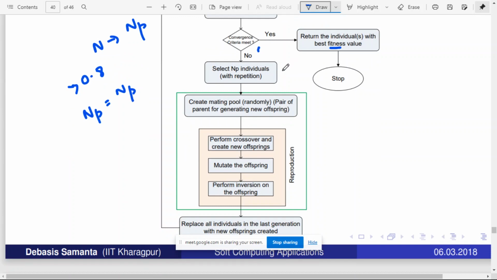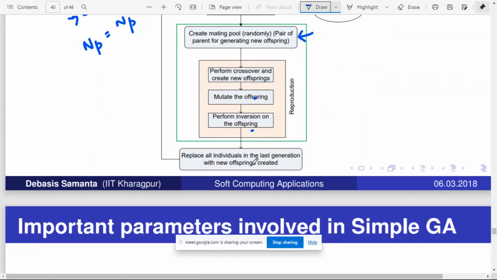So we are selecting NP individuals. Then for these NP individuals, we are identifying the mating pair randomly. This mating pair is identified randomly from the mating pool, right? And then we perform reproduction. Reproduction involves these three operations: crossover, mutation, and inversion. All these operations were performed, and new offsprings were reproduced.